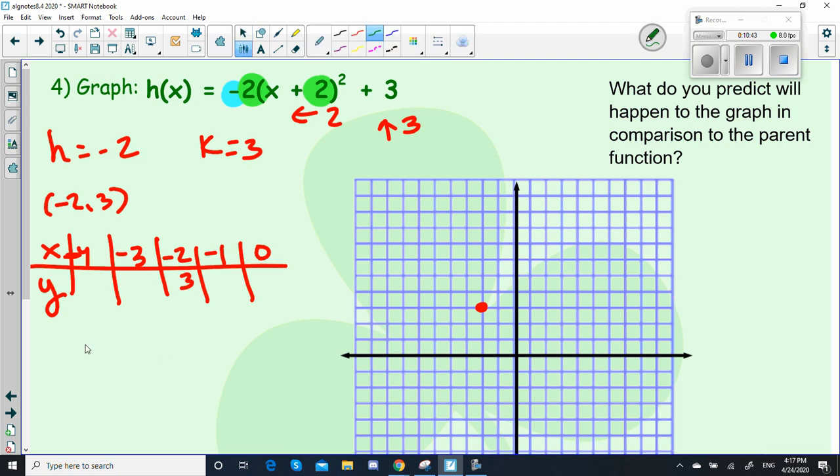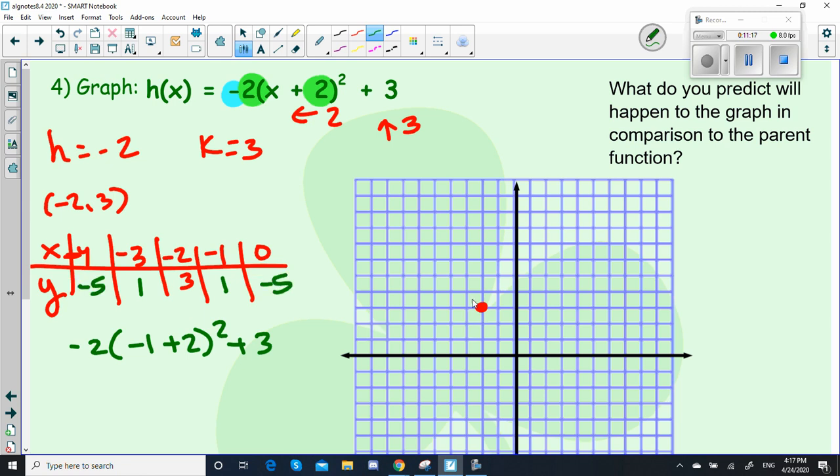So -2 times -1 plus 2 squared plus 3. So I'm going to stick this in my calculator. So -2 parenthesis, -1 plus 2 parenthesis squared plus 3. That gives me 1, which means these are both 1. And then if I scroll back and in its place put 0 instead of -1 or -4 instead of -1, that gives me -5.